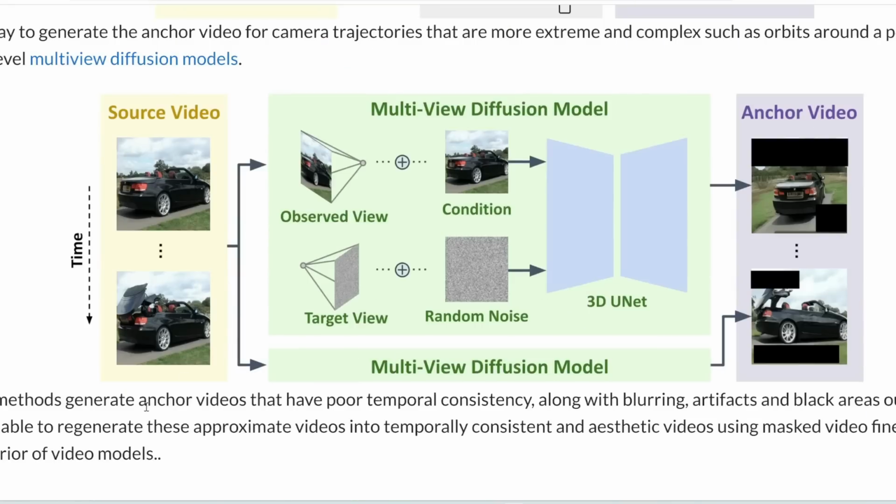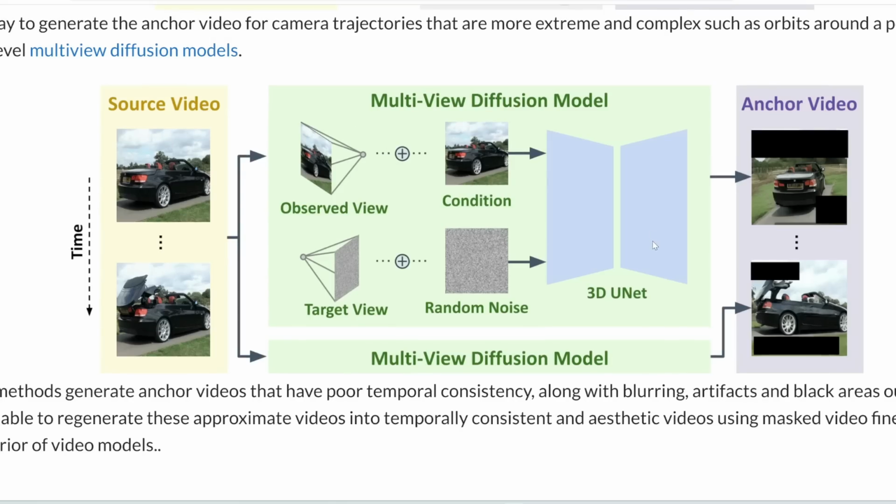Another approach is to use an AI called a multi-view diffusion model. In a really simple sense, this AI basically creates a new video by looking at the original video and imagining what it would look like from a different angle. And it would use this diffusion model to generate a new scene based on all the info available.